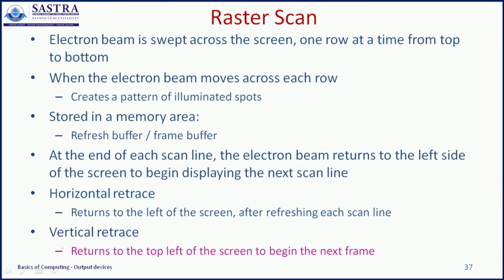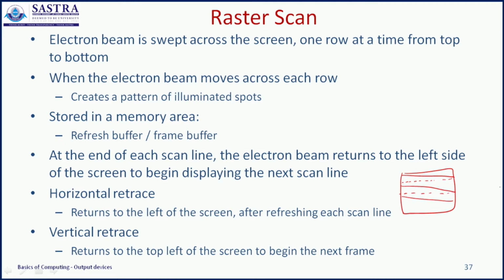Horizontal retrace in a display: the beam scans from here, and then we don't have any information in the return path. Again we have the horizontal path and there is no information in the return path.